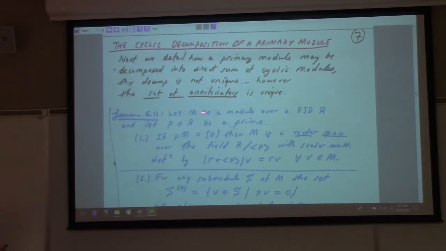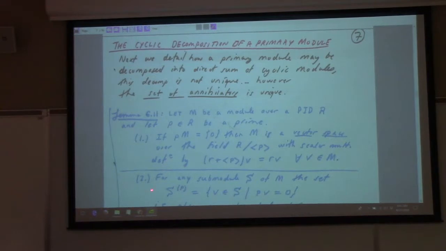So we have a PID R, and P prime. We look at PM equal to 0. What's that say? That says that P is an annihilator of M, or at least it divides one. Then M is a vector space over the field. Remember, P is a prime, so that means that this is maximal, because prime is irreducible, and irreducible is maximal in a PID, so the quotient is a field. This is a vector space, and here's a scalar multiplication.